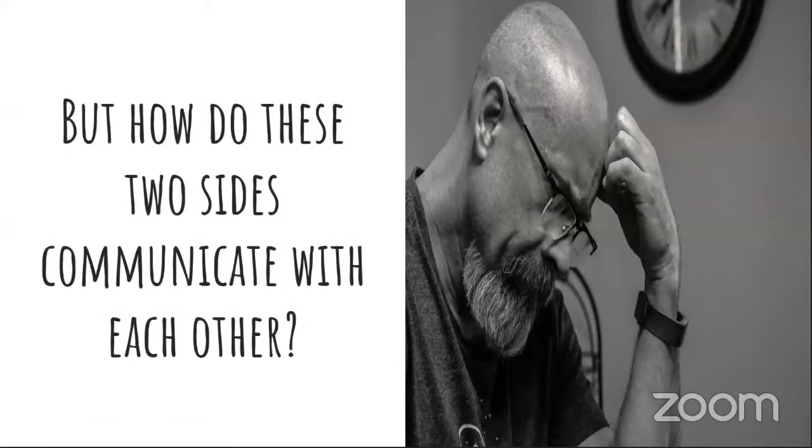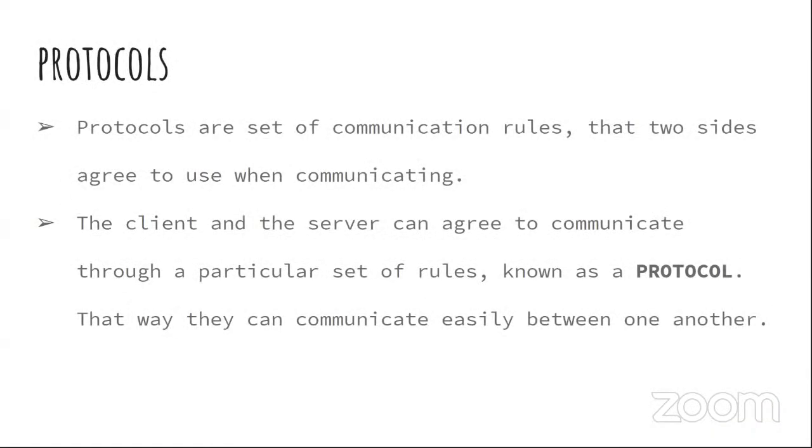But how do these two sides communicate with each other? Because they are basically two computers with different languages. How do they communicate with each other? They communicate with something that is known as protocols. So protocols are sets of communication rules that two sides agree to use when communicating.